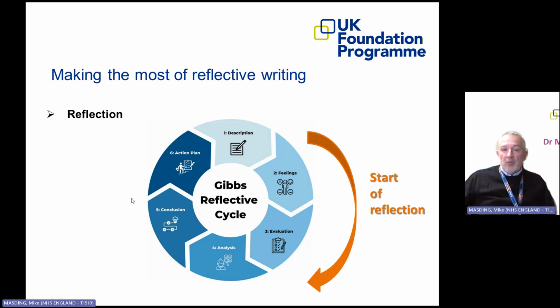So as we move through Gibbs's cycle, you're starting to reflect when you've moved on from the description. This arrow is very deliberately here, not here. So once you've finished with the description, that's the point at which you're starting to reflect about how you felt, about what went on. And remember, reflection doesn't always have to be about things that went wrong. You can reflect about things that went well. Why do you feel good when someone says, thank you for looking after me, doctor? That could be the start of a reflection.